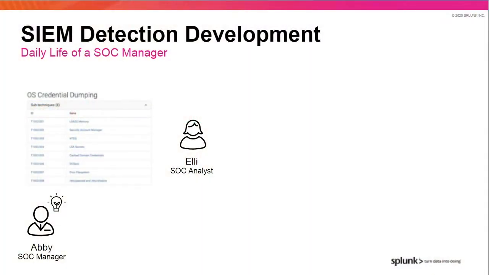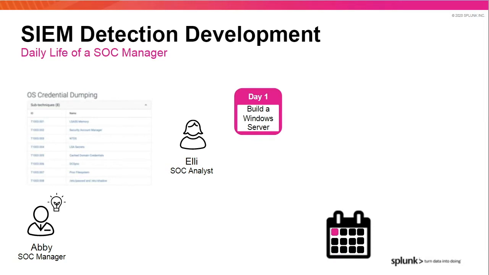Let me introduce you to Abby, a SOC manager, and Ellie, who works as a SOC analyst. Abby listened to some interesting security talks during .conf 2020, and her key takeaway was that credential dumping is an often used attack vector for adversaries. Therefore, she wants to be able to detect these kinds of attacks. Ellie, as a SOC analyst, got a task to develop detections for various credential dumping techniques. In order to do this, she needs a detection lab.